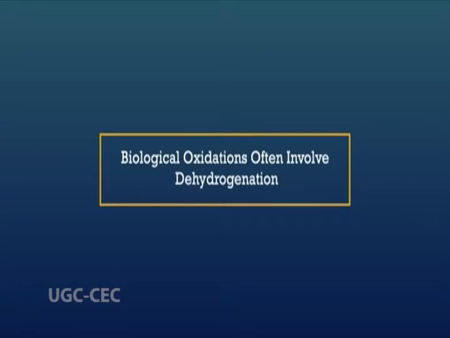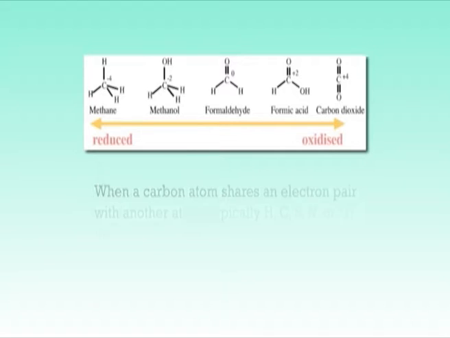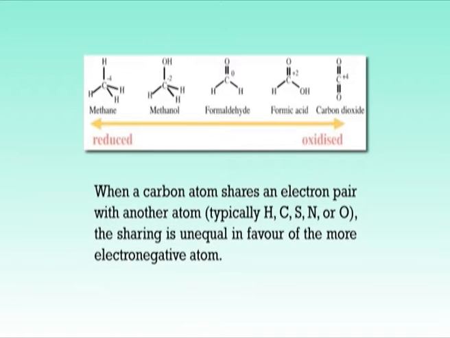Biological oxidations often involve dehydrogenation. The carbon in living cells exists in a range of oxidation states, as given in this figure. When a carbon atom shares an electron pair with another atom, which is typically hydrogen, carbon, sulfur, nitrogen or oxygen, the sharing is unequal in favor of the more electronegative atom.